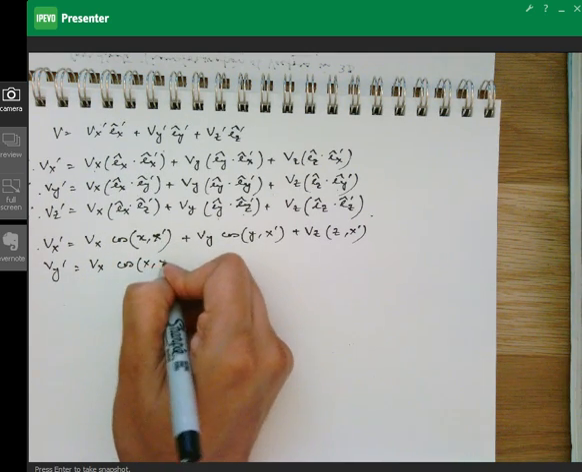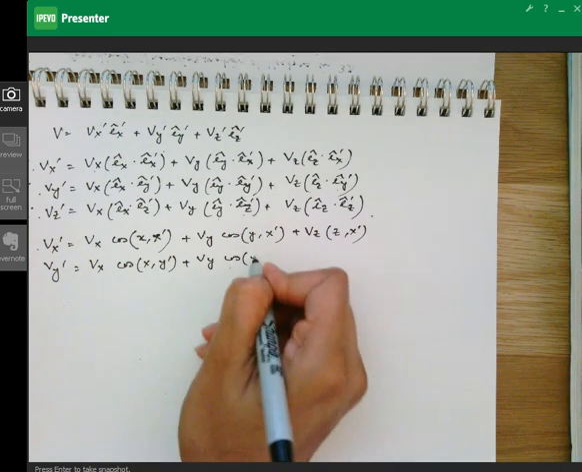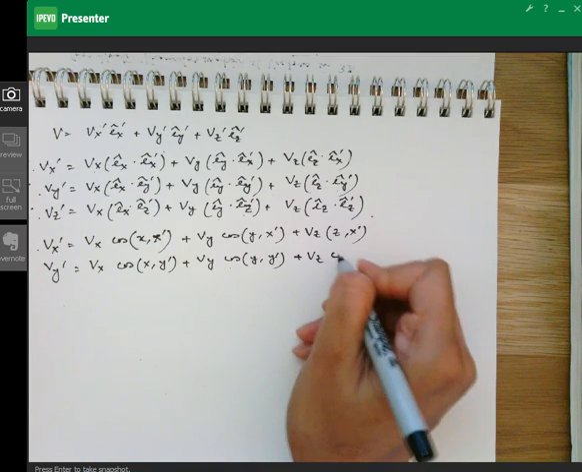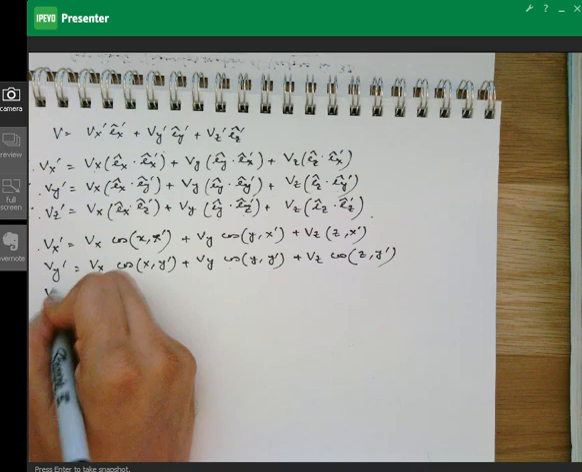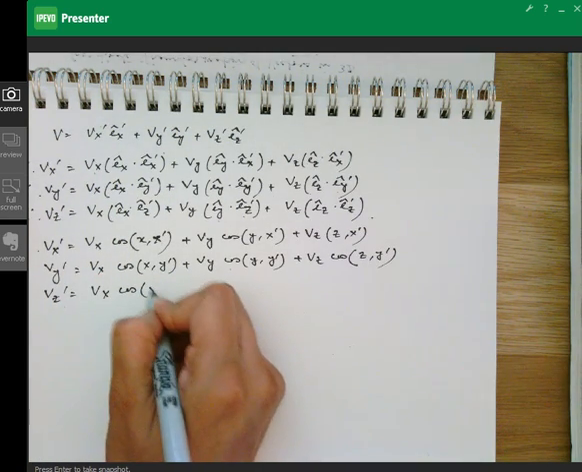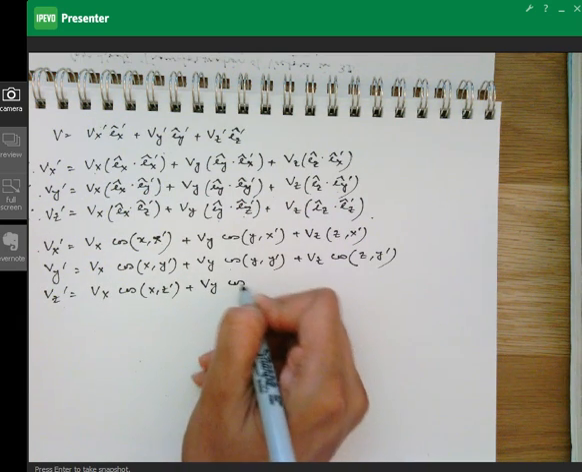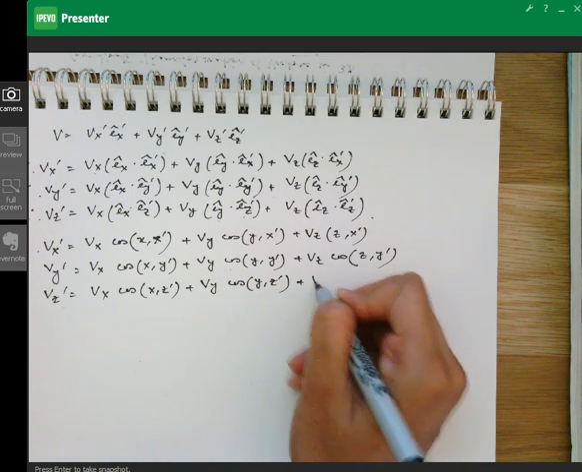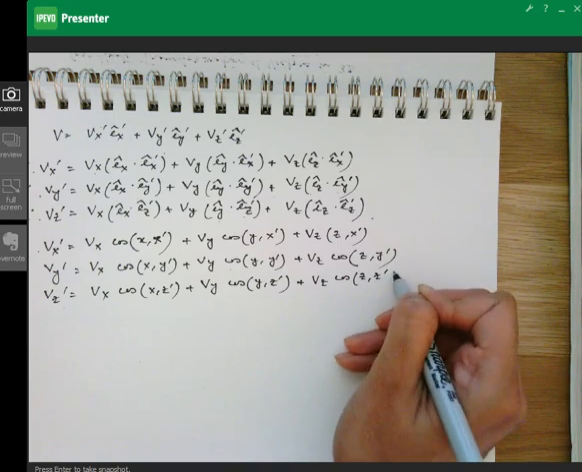vy prime is equal to vx cosine of the angle between x and y prime, plus vy cosine of the angle between y and y prime, plus vz cosine of the angle between z and y prime, and vz prime is equal to vx cosine of the angle between x and z prime, plus vy cosine of the angle between y and z prime, plus vz cosine of the angle between z and z prime.